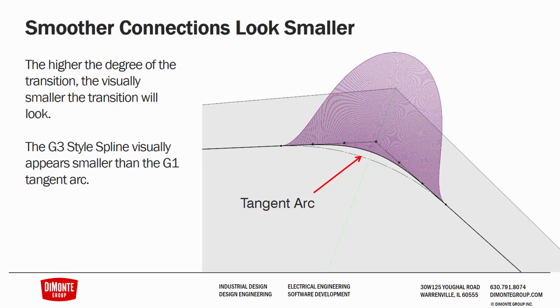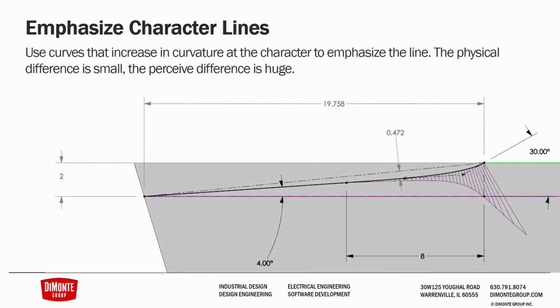If you would like to know how I created this and you haven't seen our previous videos, please go check them out. In order to help emphasize the character lines, instead of just creating a straight line between 2 points, we're actually adding a little bit more visual interest by using a style spline that has a little bit of curvature to it. What this is going to do is help give us a really nice subtle highlight around that character line and further emphasize it.